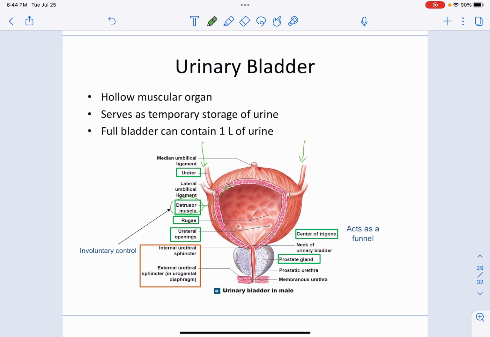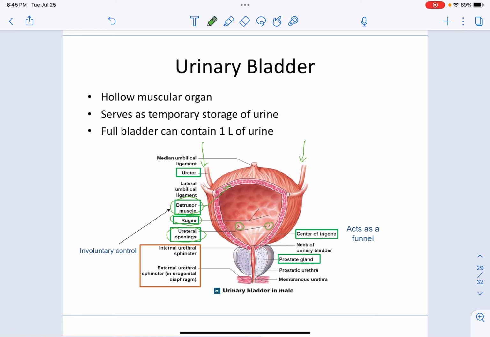We do not have control over this. This is an involuntary smooth muscle. That's the detrusor muscle. You will recognize the term rugae, right? We saw that in the stomach. They're little folds, and this allows the structure to expand. So there are rugae in the urinary bladder. You can see the ureteral openings. That is where the ureter is going. Those are those tiny little slits I was mentioning on the previous slide so that we don't get backflow of urine.